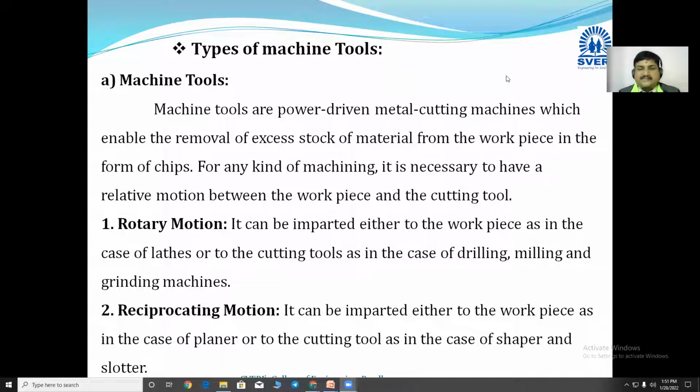So machine tools, हे मशीन टूल म्हणजे काय आहे, क्या है ये मशीन टूल? So it is a power driven metal cutting machine. Power driven metal cutting machine means we need to provide power to those machines, and nowadays we are providing electrical power to run such kind of machine. You can take the example of the drilling machine. How are we running the drilling machine, whether we are using muscle power.